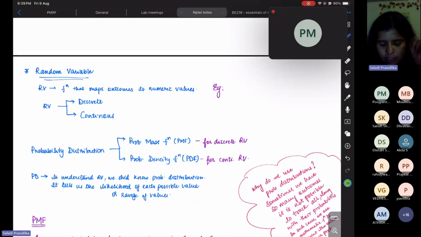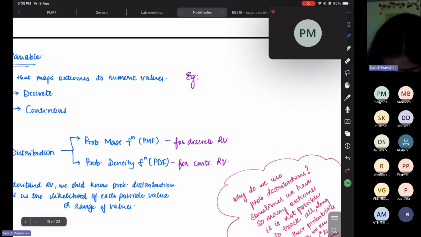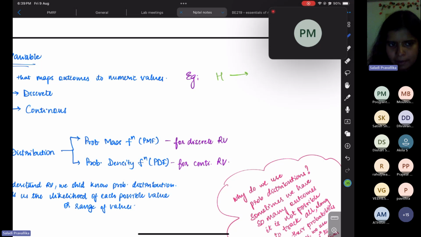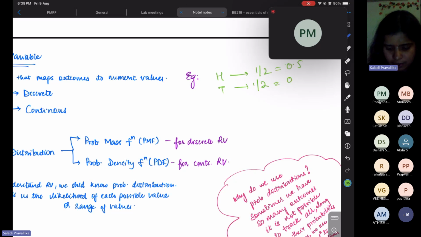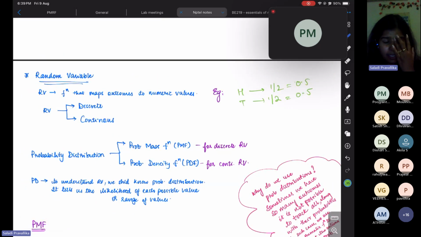So the next topic that we are going to look at is random variables. A random variable is a function that maps outcomes to numeric values. For example, if I have heads with 50% probability, then it's 1 by 2, and tails is 1 by 2. So this is some real value, right? It's 0.5 and 0.5. If I have different kinds of outputs, I might map them to some real values. Those are called random variables.